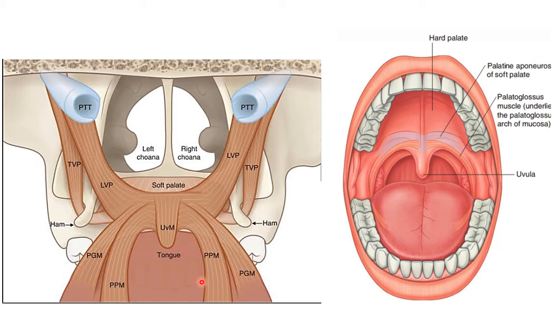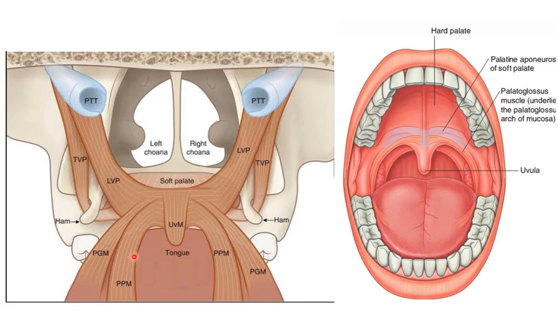It pulls the root of the tongue upward and approximates the palatopharyngeal arches to close the oropharyngeal isthmus. To close this part, they approximate.